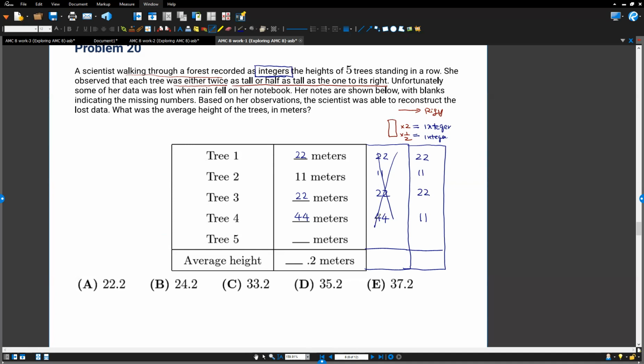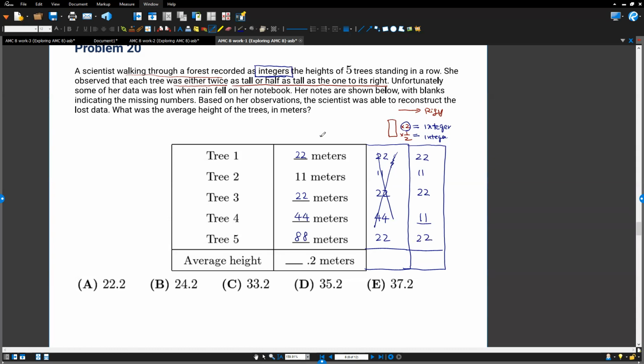Now what's next? Try again. Times 2 is 88, or the next one is 44 divided by 2, that is times 1/2, so 44 times 1/2 is 22. Also maybe we can use this one, 22. Over here, when you have 11, we cannot multiply by half, because 11 times 1/2 is 5.5, a decimal. So we have to use times 2, and the next choice is 22.